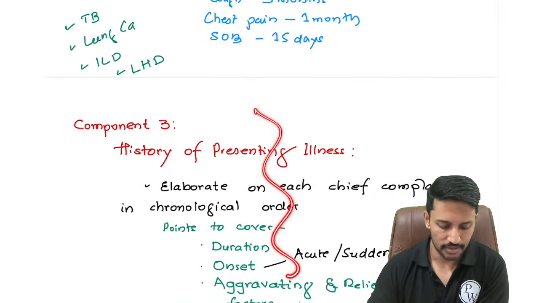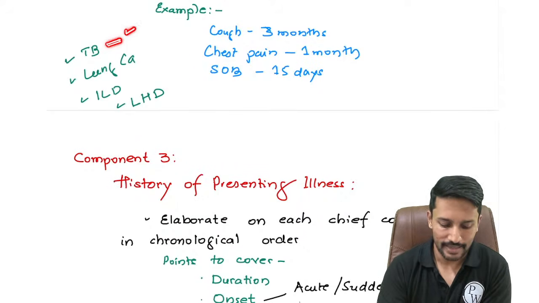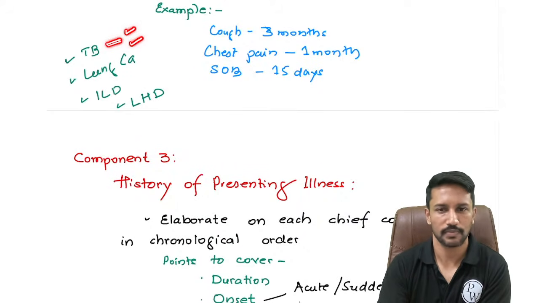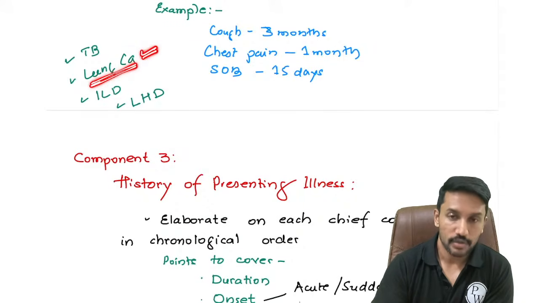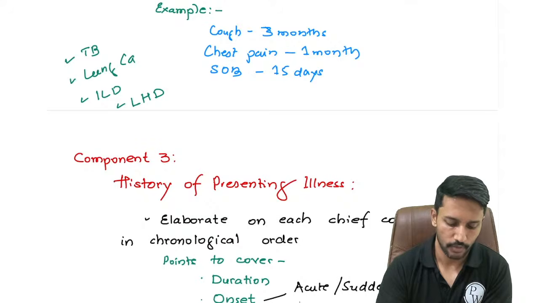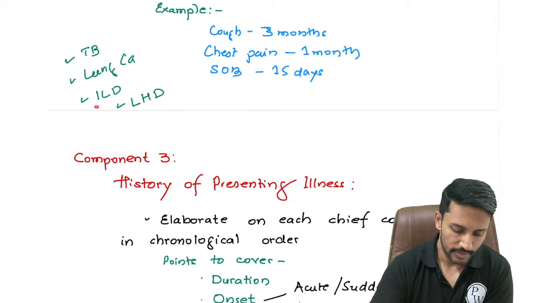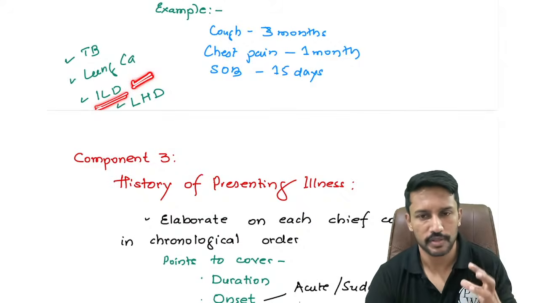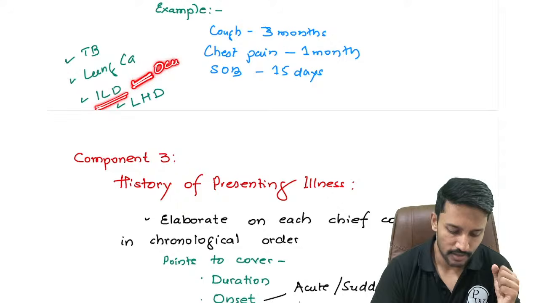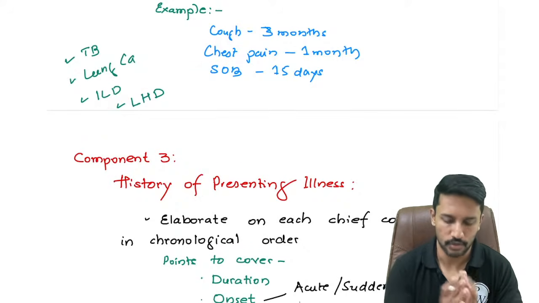Now, when I take the history, I will try to find out points favoring or refuting these. I will ask whether there is weight loss, evening rise of temperature, night sweats related to TB. I will definitely emphasize the smoking history related to lung cancer. I will also ask about hemoptysis, which is common in both of these conditions. When it comes to ILD, I will look at the patient's age. IPF is more common in the elderly. Then occupational exposure: asbestosis, silicosis, they are all ILDs. So I will focus on that.